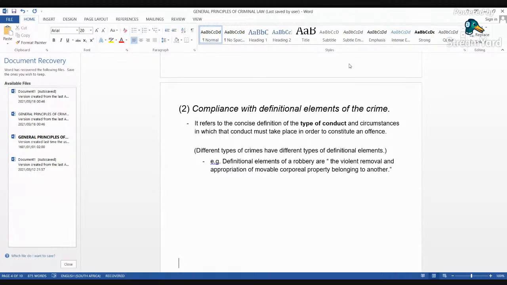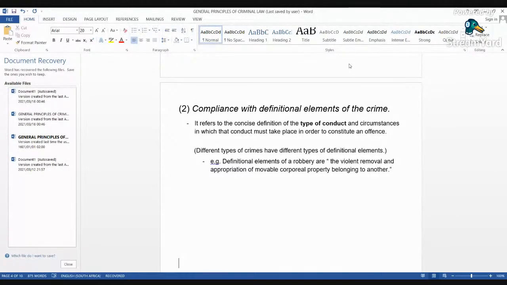Just in case you lost me somewhere, let me elaborate. Different crimes have different definitional elements. For example, the example in the study guide: the definitional elements of robbery are the violent removal and appropriation of movable corporal property belonging to another. So let us look at the elements in this crime.